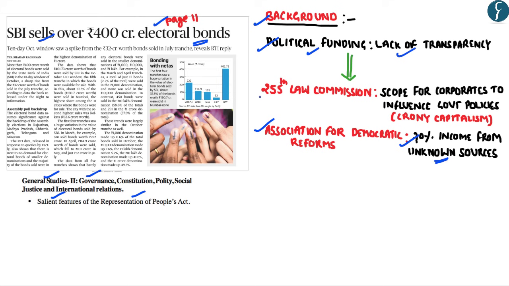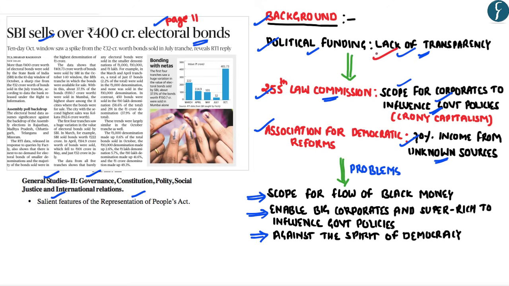Further, according to a report submitted by the 255th Law Commission, this lack of transparency in political funding gives a scope for the corporate entities in India to influence the government policies, which is referred to as crony capitalism. Now, this lack of transparency in the political funding of elections has led to innumerable problems.